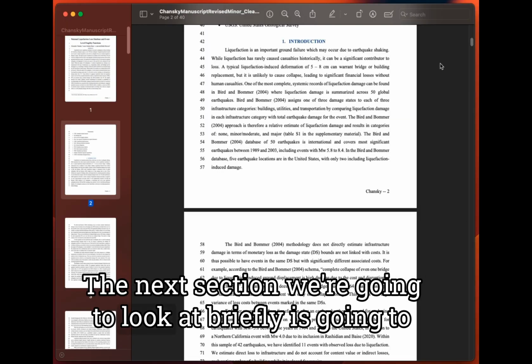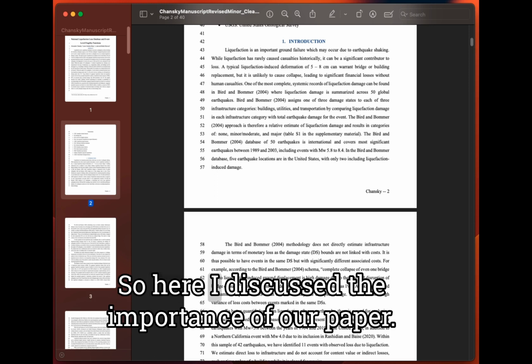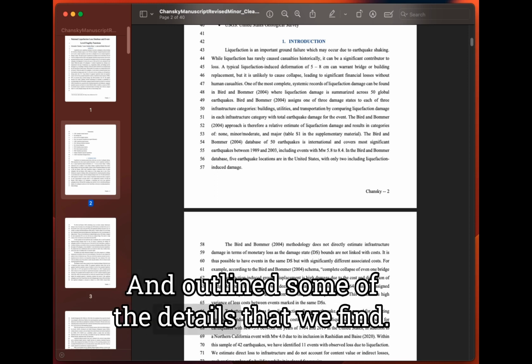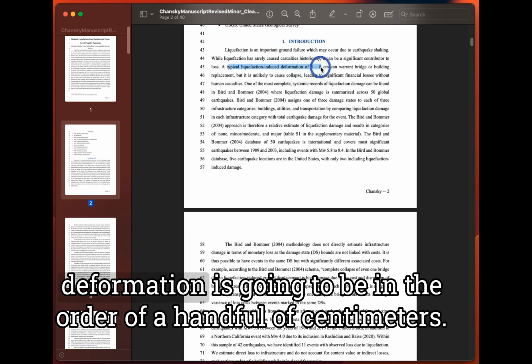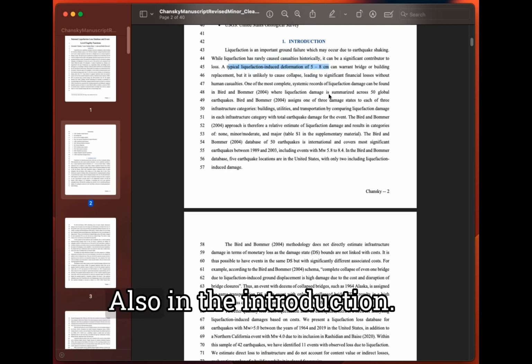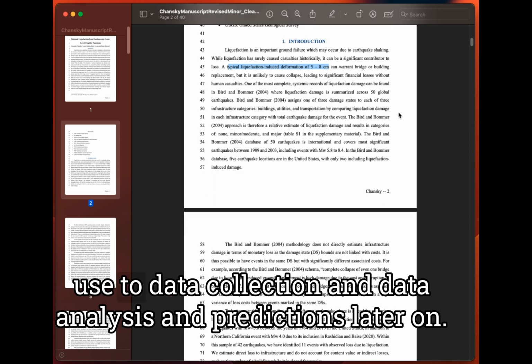The next section we're going to look at briefly is the introduction section. Here I discuss the importance of our paper and outline some of the details that we find, including something I mentioned earlier, where typical liquefaction deformation is going to be on the order of a handful of centimeters. Also in the introduction, I talk a little bit about some of the methods and approaches that we use for data collection and data analysis and predictions later on.